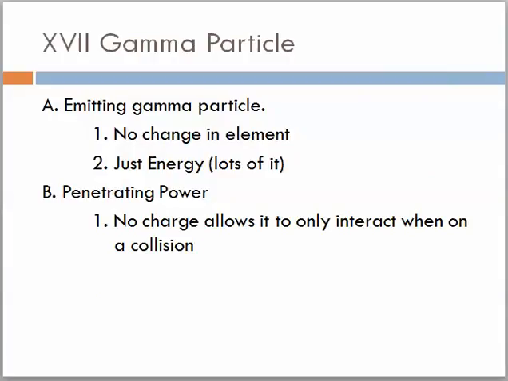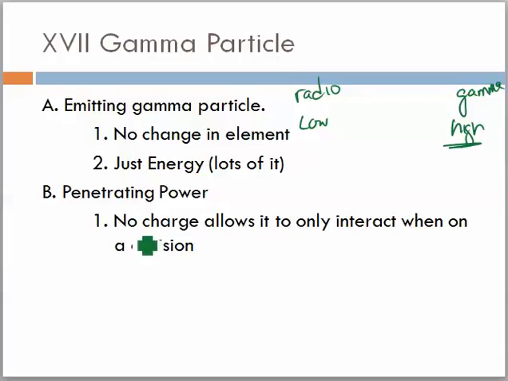Gamma particles. All right, these gamma particles are going to be emitting. There's no change in the element. There's just lots of energy. As we talked about last unit, if we talk about the electromagnetic spectrum, it started with, is it radio waves? I think that was the first one. And then the last one was gamma. So we said radio waves had low energy, and gamma waves had high energy. So a gamma particle is going to have a high amount of energy.